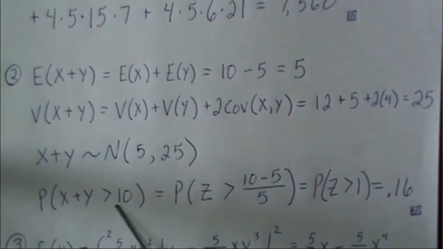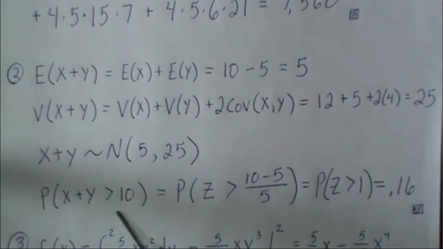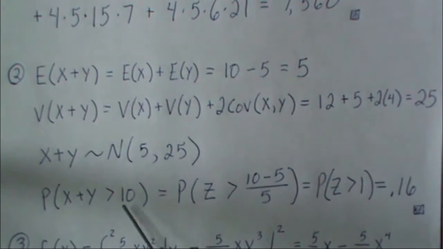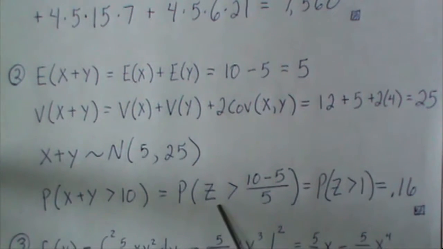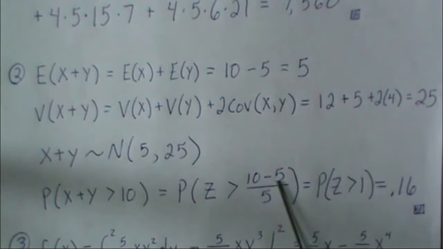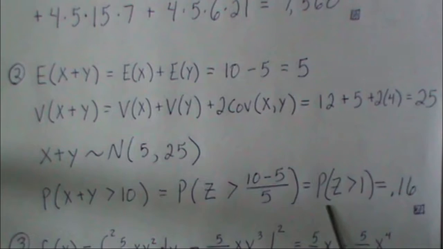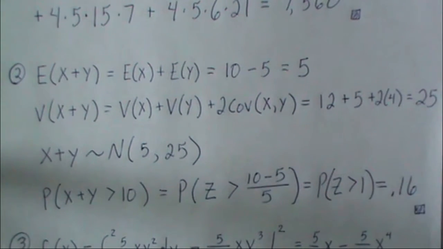So now if we subtract the mean and divide by the standard deviation, then that transforms to a z distribution, standard normal. So 10 minus the mean divided by the standard deviation, the square root of 25, which is the probability of being greater than 1, which is 0.16.